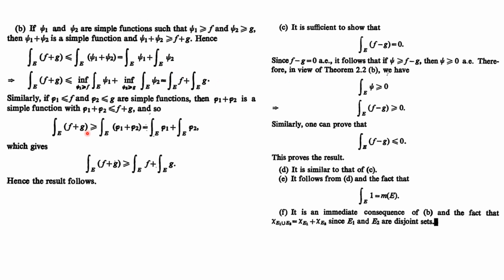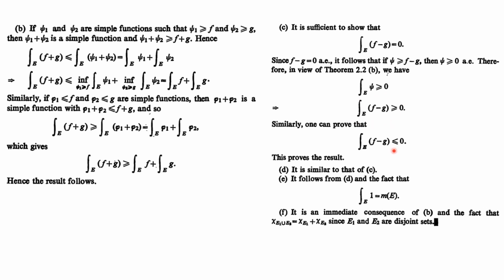Again, for the same reason we consider a simple function psi which is greater than or equal to f minus g, right? Then since f minus g is 0 almost everywhere, we get psi is greater than or equal to 0 almost everywhere. Then clearly the integral is greater than or equal to 0. And this is true for every simple function such that psi is greater than or equal to f minus g. So this is true for the infimum also. So when you take the infimum, this is nothing but the integral of f minus g.